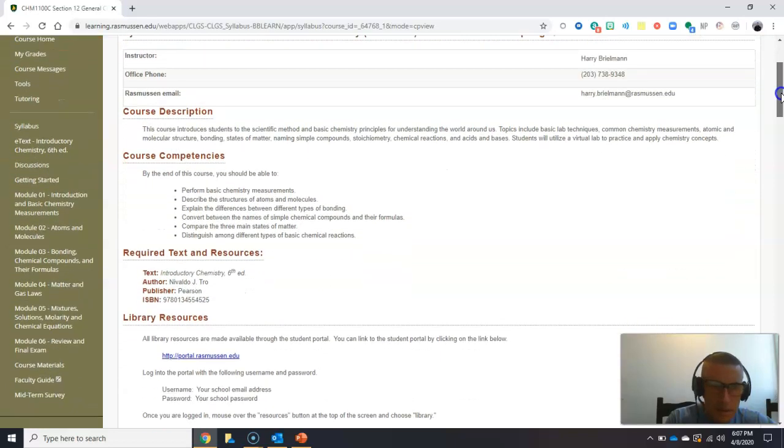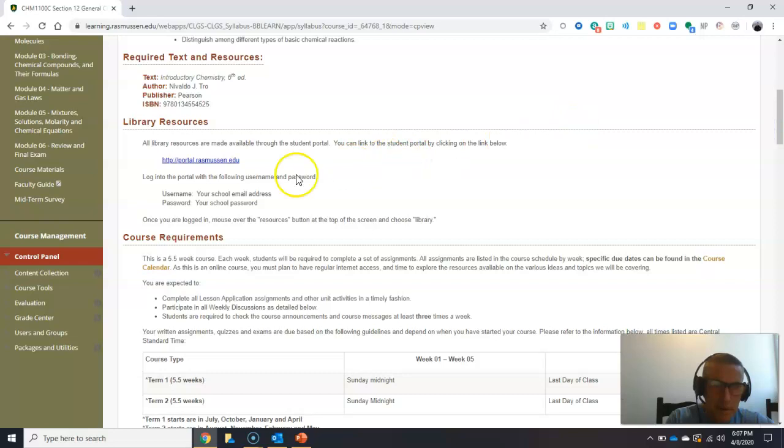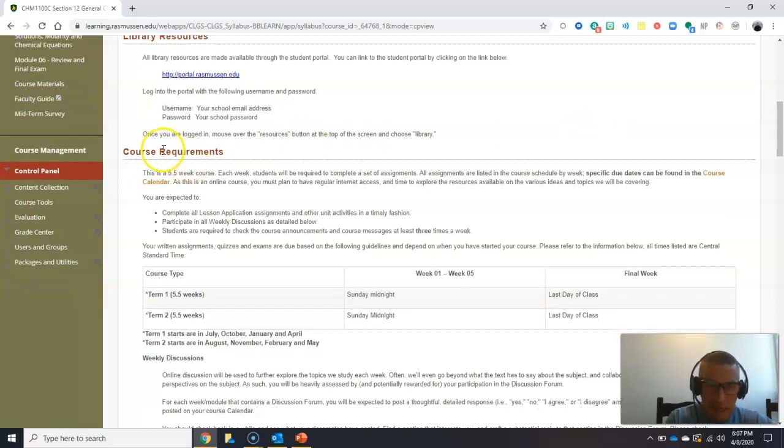Description of the course, what you'll be able to do by the end of the course, the required text that you get an online version of, some library resources, course requirements. I'll have more to say about that. There's all the points that you'll learn over this 5.5 weeks. I've divided them up on a slide that I'll have you see, and it shows you exactly how the entire 5.5 weeks are divided up.